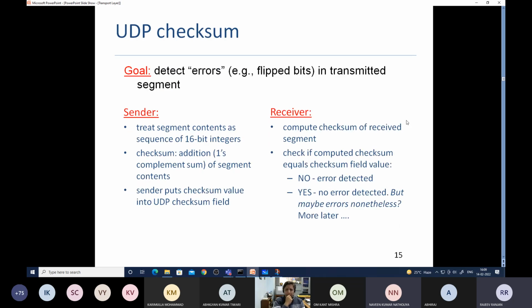The receiver will compute the checksum of the received segment. Whatever is received, that checksum is computed. If the computed checksum equals the checksum given in the field, no error is detected. If they are different, an error is detected. Even if they are the same, there may be errors nonetheless, for example the checksum itself may be compromised. We'll come to that later, but it's a very plain old simple checksum mechanism which is there in UDP.